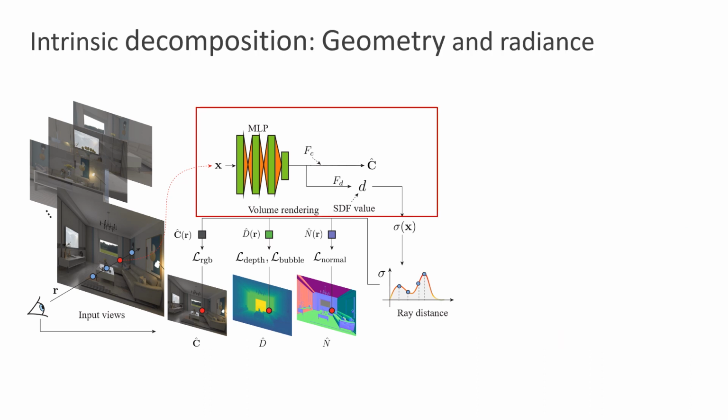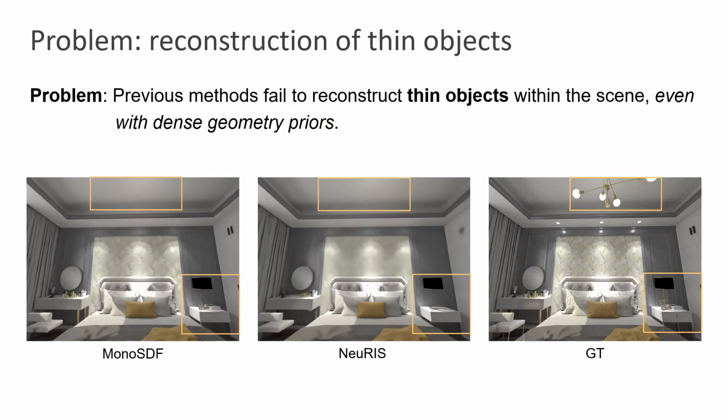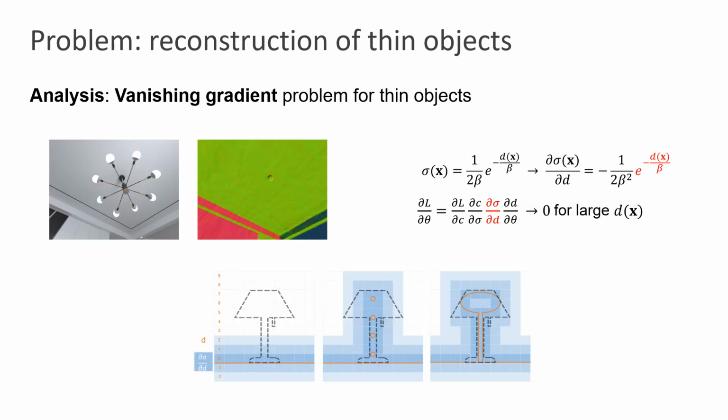We first introduce the geometry and radiance fields. We optimize the networks by minimizing the losses between the volume-rendered RGB, depths, normals, and ground truths. However, even with dense geometry priors, SDF-based methods like MonoSDF still fail in reconstructing thin objects like poles and chair legs. We analyze that the failure to recover small objects can be attributed to the vanishing gradient problem.